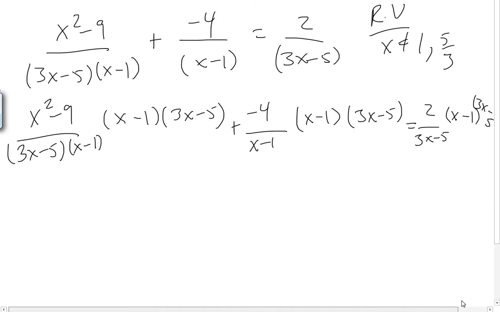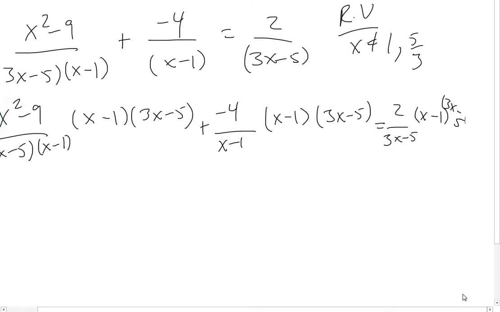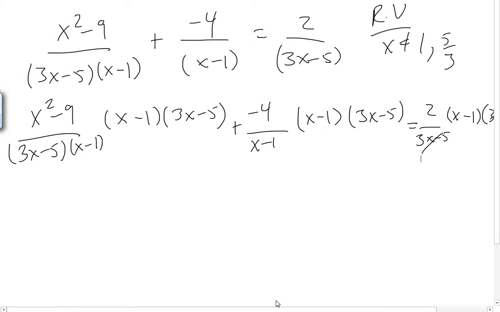The point is, this 3x minus 5, it's going to cancel out anyway. So if I multiply the numerator on the right by 3x minus 5, also it cancels out. Let me just do this one first so that I can scroll back over. The x minus 1 stays. Just the 3x minus 5s cancel out. But I should go through and cancel everything else out too.